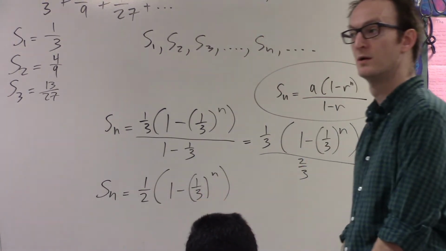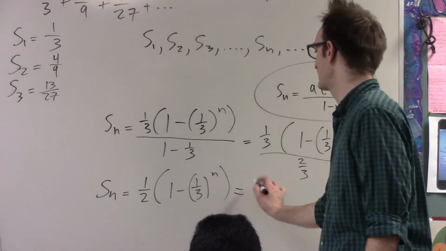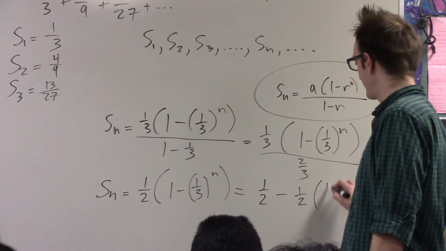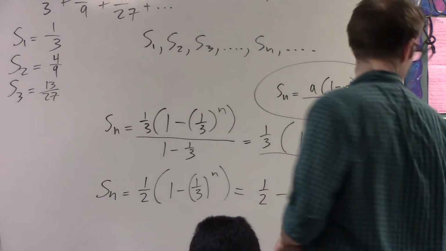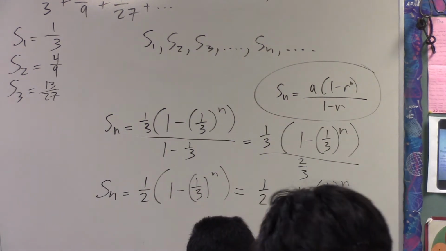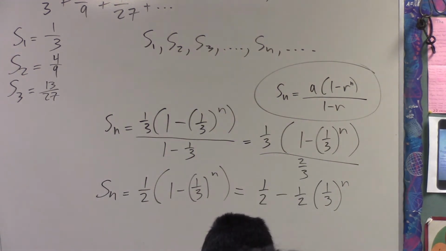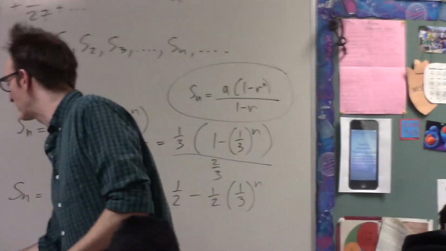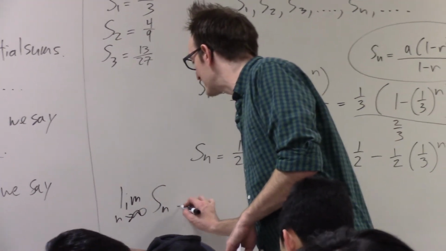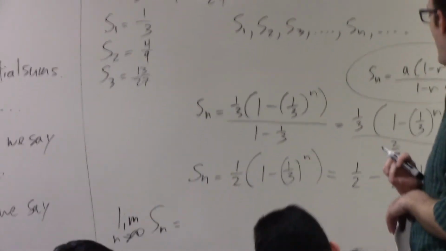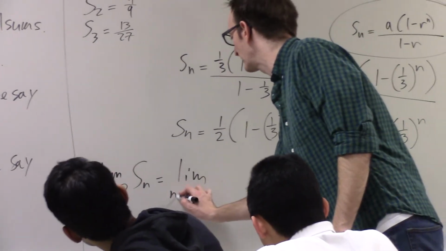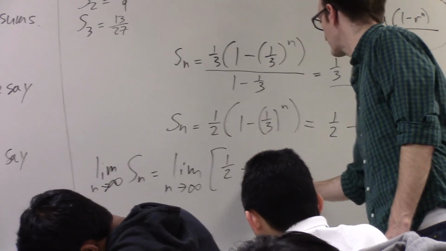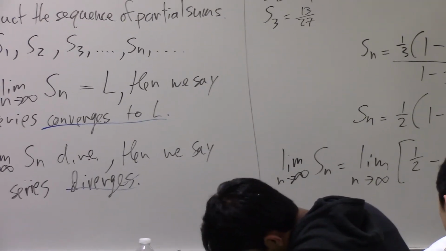You guys following this? It's not so hard. And then I'll do one more thing, I'll multiply through the 1/2. So it's really 1/2 minus 1/2 times 1/3 to the n. So that is the formula for the sum of the first n terms. And what I need to now do to see if the series converges or diverges is take the limit as n goes to infinity of that S of n. That is the limit as n goes to infinity of 1/2 minus 1/2 times 1/3 to the n.